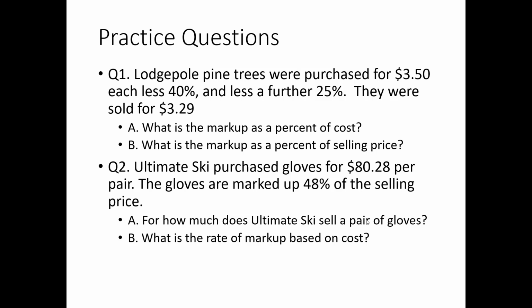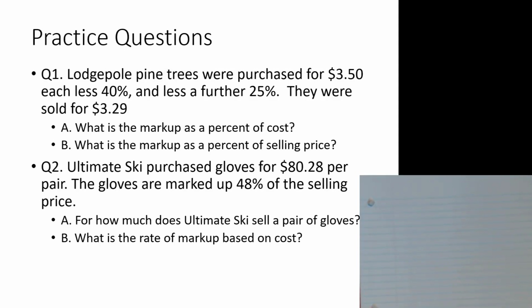Okay, so now let's do some practice questions and see how this all works out for us. Leaping into question number 1. Lodgepole pine trees were purchased for $3.50 less a couple of discounts. Oh, some early Unit 4 stuff. Very fun. So we get a couple of discounts. Getting discounts is always fun. So first discount is 40%, and then we get a second discount of 25%. Then we turned around. We sold these things for $3.29.